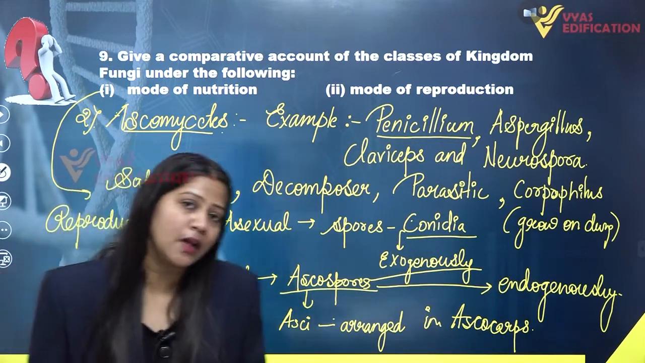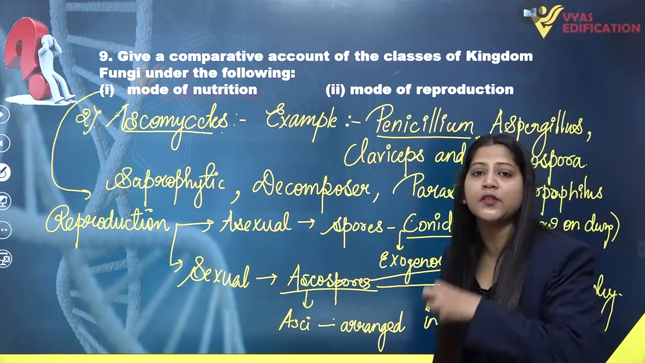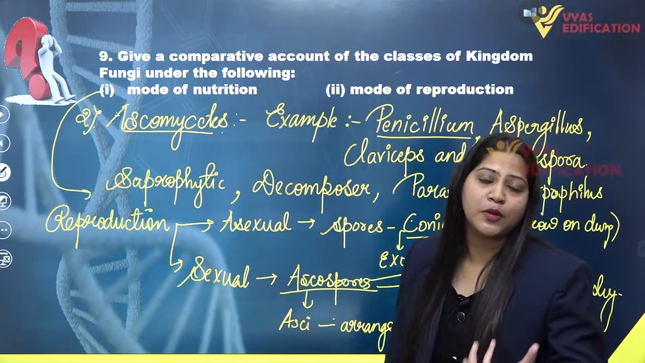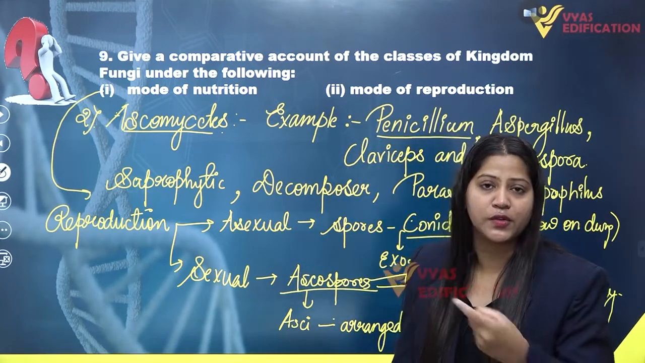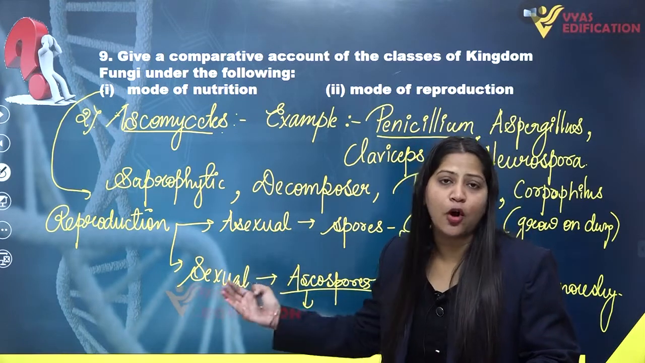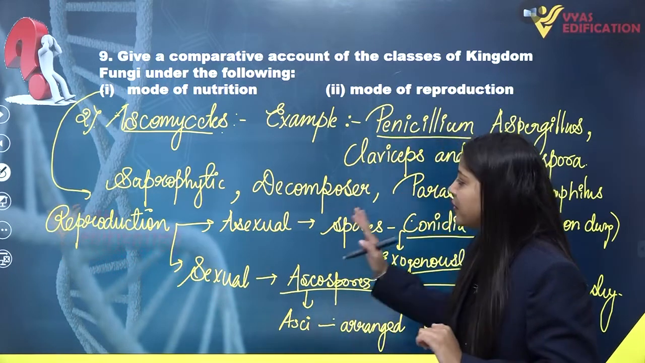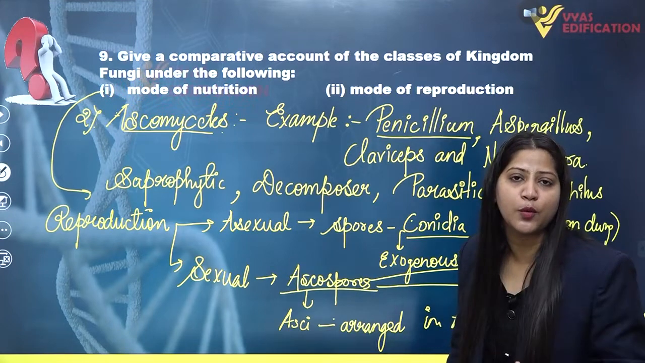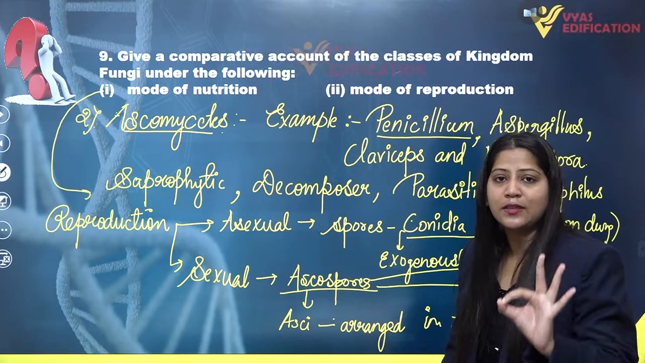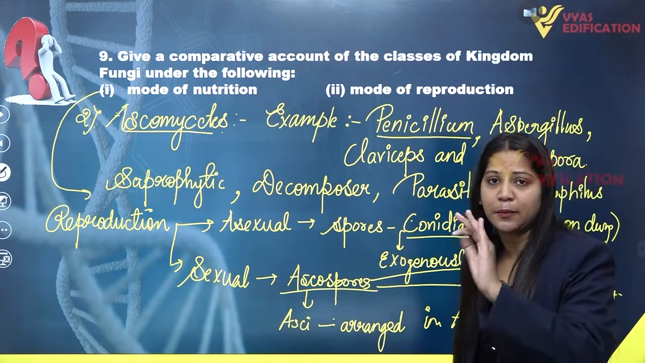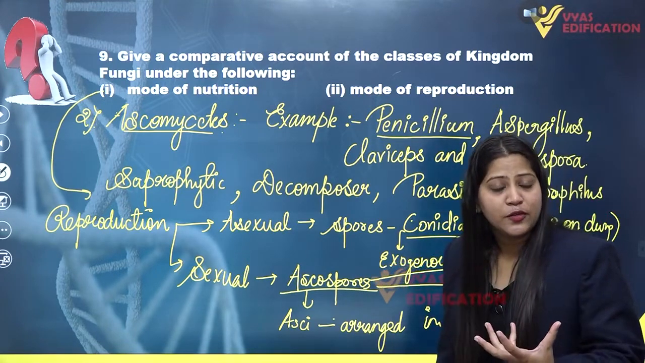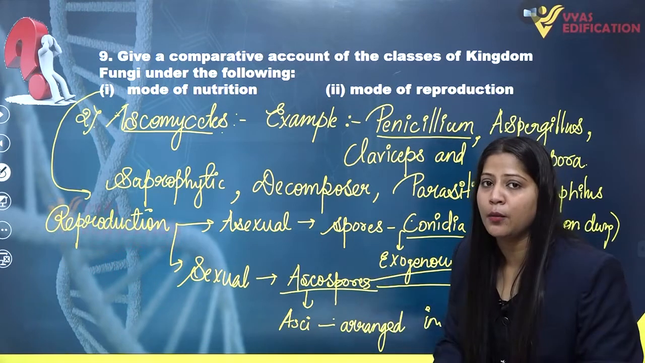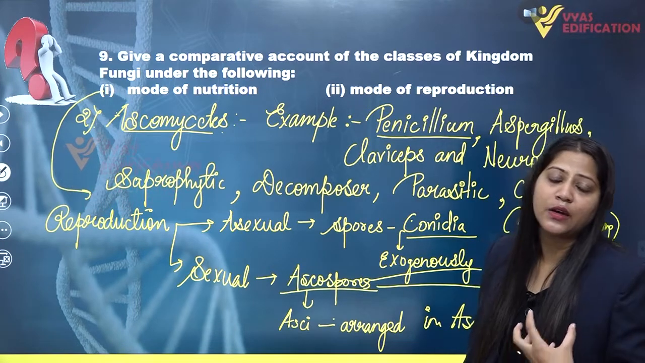So this is all about the second class of fungi, that is Ascomycetes. We already have discussed the examples of the members included in Ascomycetes. We already discussed the mode of nutrition, and also the reproduction, which is asexual and sexual. If we talk about asexual, they reproduce with the help of asexual spores known as conidia, which are very common in them, and these conidia are produced exogenously, that means outside their body. And if we talk about the sexual means of reproduction, they produce sexual spores known as ascospores, which are produced inside their body in a sac-like structure known as asci and are arranged in ascocarps.